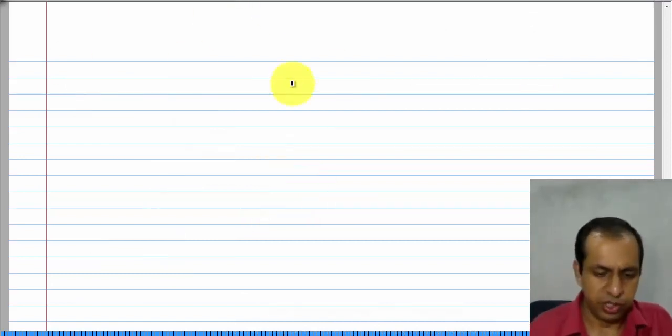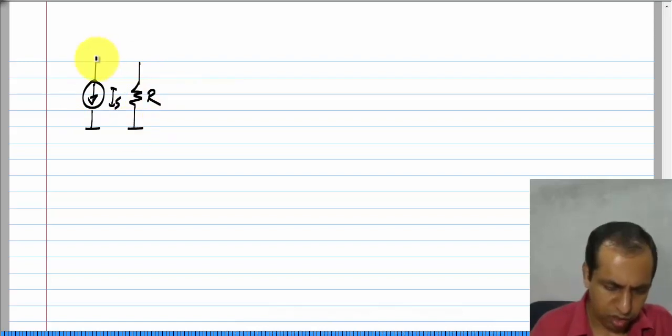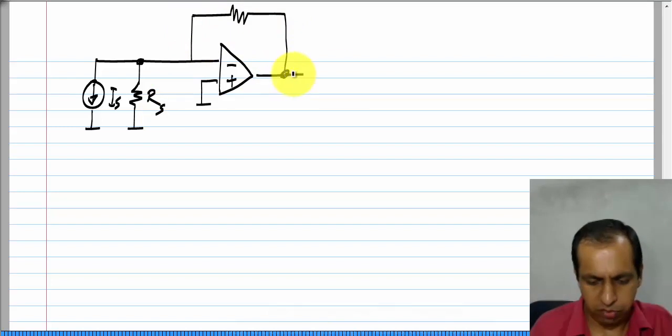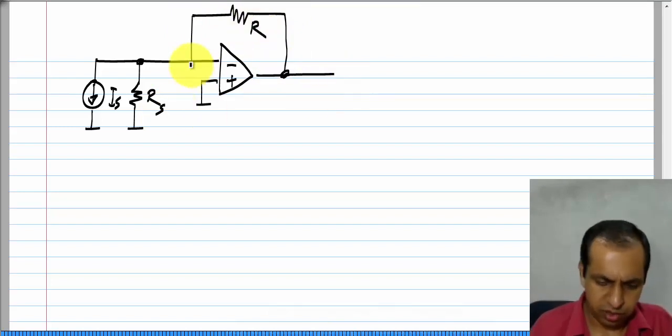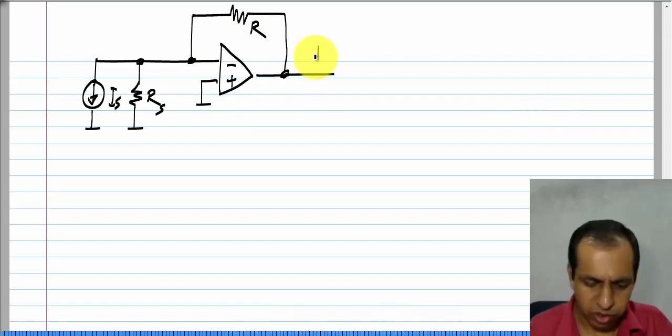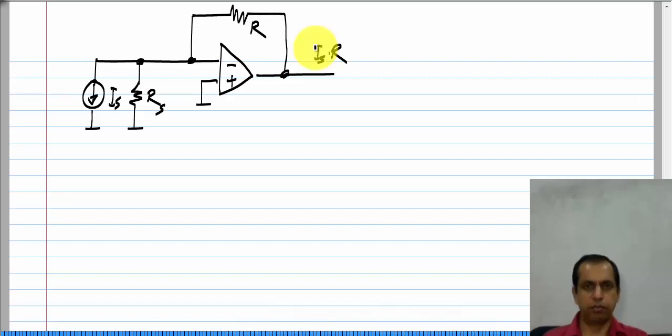Sometimes this circuit is used in a slightly modified way. So, let me again consider my circuit. We know that even if there is an R s in parallel with I s, okay, the output voltage is I s times R. This comes from straightforward circuit analysis. Okay.